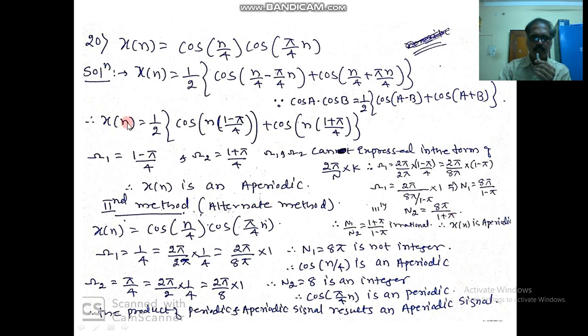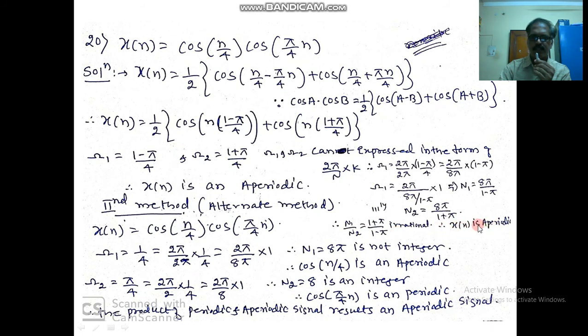So now I have to check whether the given signal is periodic or aperiodic. Take the ratio n1 divided by n2, which equals, the 8 pi gets cancelled. We will get 1 plus pi divided by 1 minus pi. But it is not a ratio of integers, hence it is irrational.